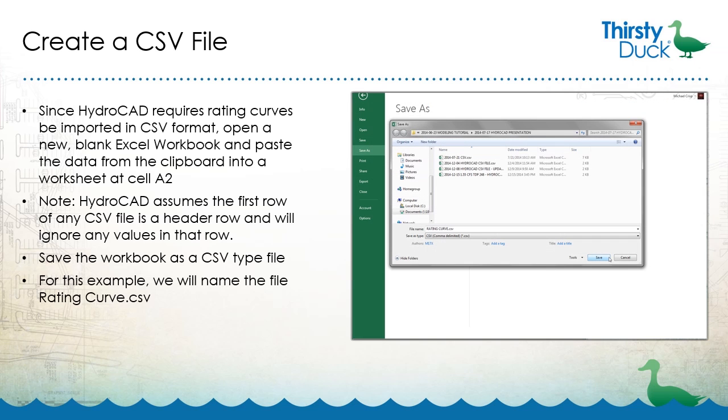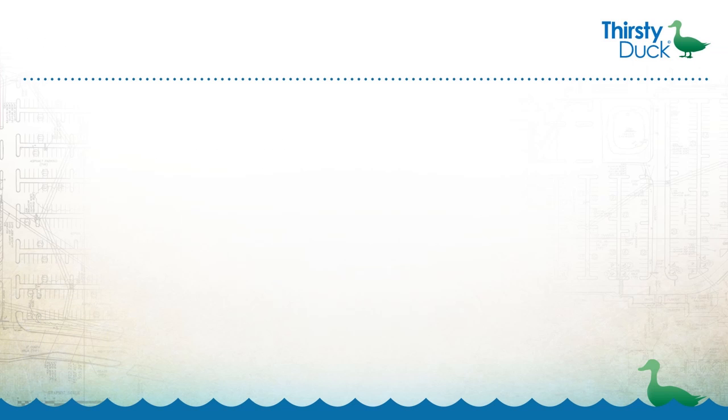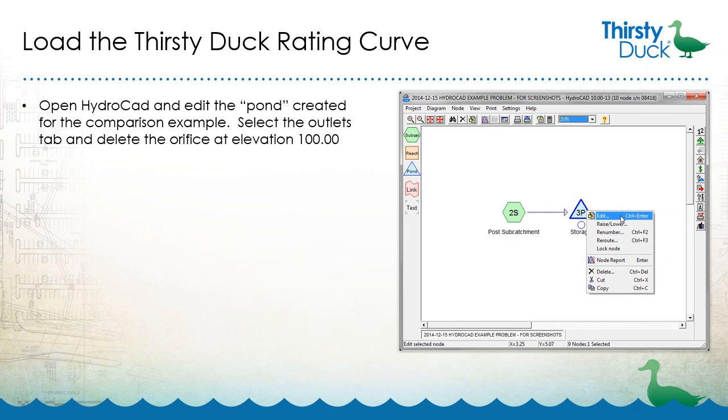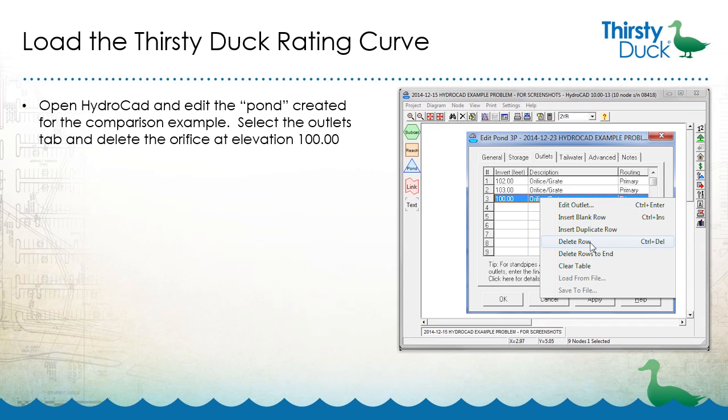For this example, we will name the file ratingcurve.csv. Close the CSV file. Note, HydroCAD will not read a CSV file which is open. Open HydroCAD and edit the pond created for the comparison example. Select the Outlets tab and delete the orifice at elevation 100.00. The Thirsty Duck rating curve will replace this orifice.